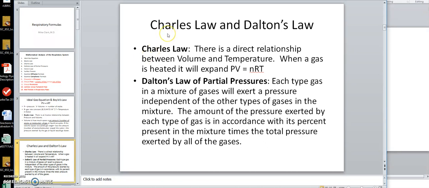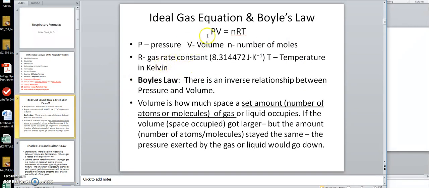Charles's law, I'm not going to really say much on that. I don't need that in here, but I will say there's a direct relationship between volume and temperature. We go back here, here's volume, here's temperature. The volume goes up as temperature goes up because the gas molecules move further apart. Okay.